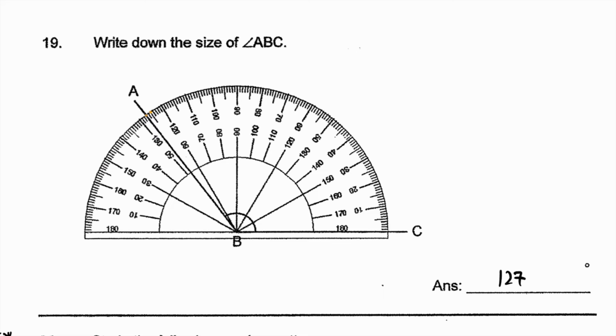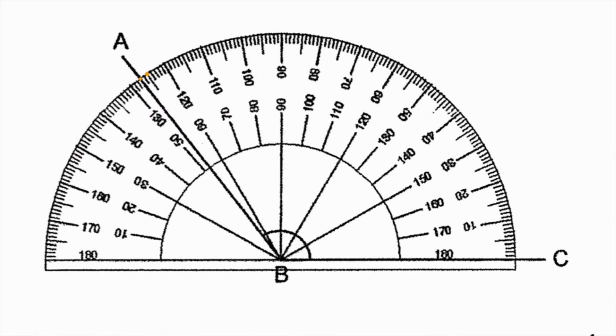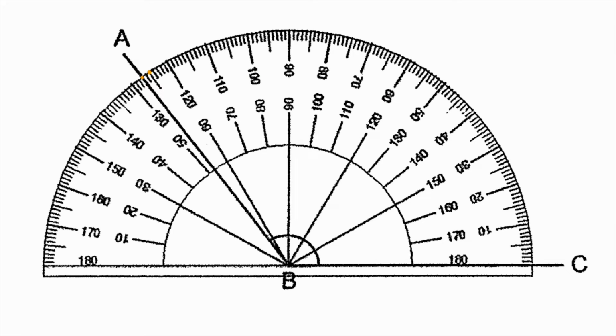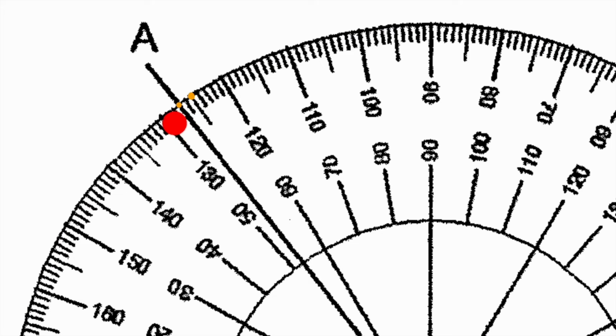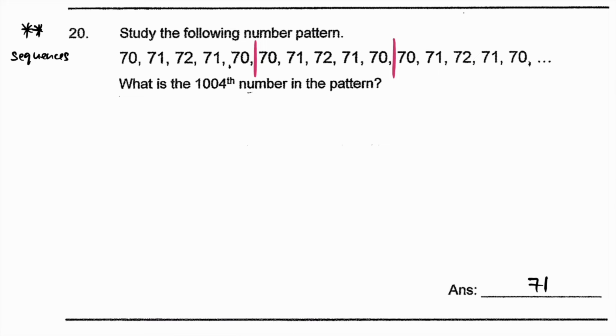Write down the size of ABC. As you know, we have to start reading from the right with 0 from the right. So in this case, we'll start here, right? And then go all the way, and you know it's an obtuse angle, so it's definitely going to be 100 plus, right? And in this case, it looks to be about 127. That's it.